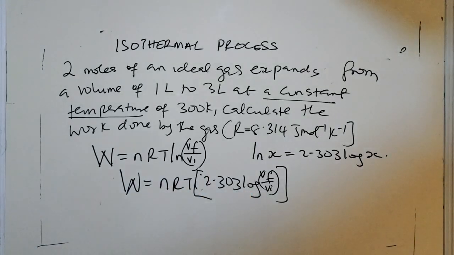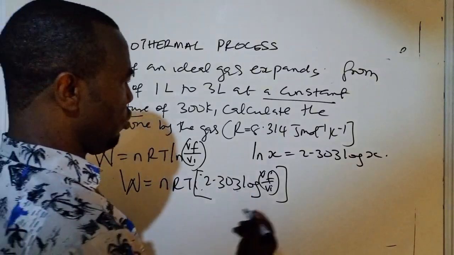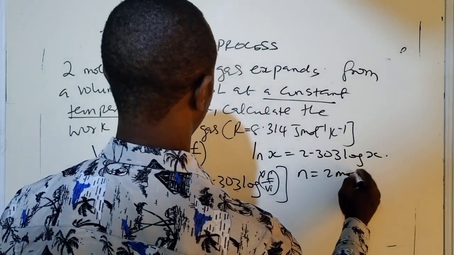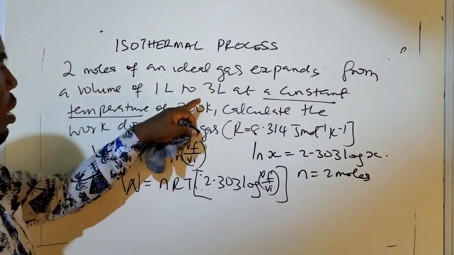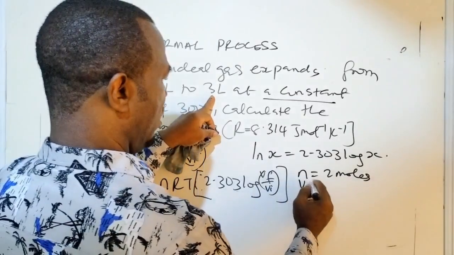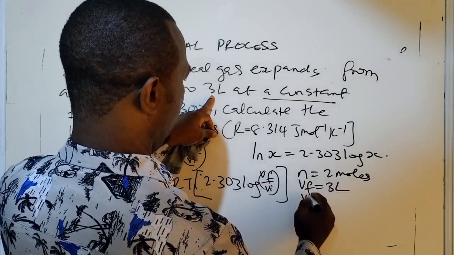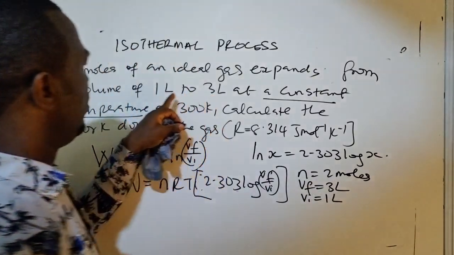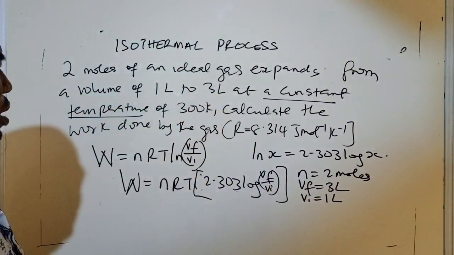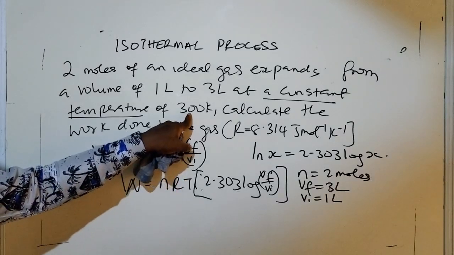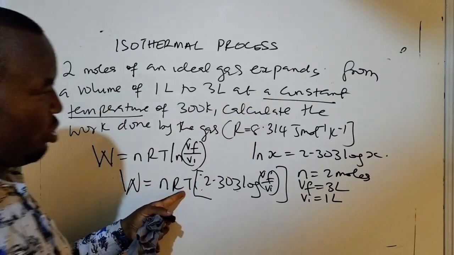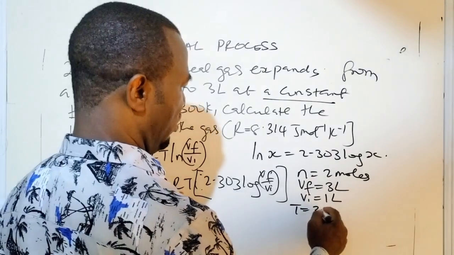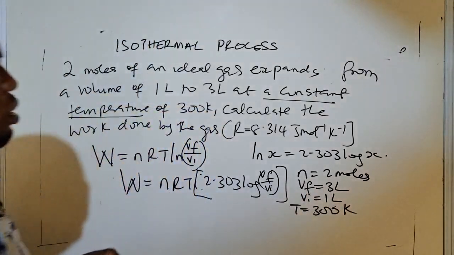So solving that, we'll get the values given to us. The number of moles is 2 moles. The final volume of the gas is 3 liters. The initial volume is 1 liter, 1 to 3. The temperature is, okay, it's relevant. Sorry, it's 300 Kelvin. It's relevant. It's given to us in Kelvin.